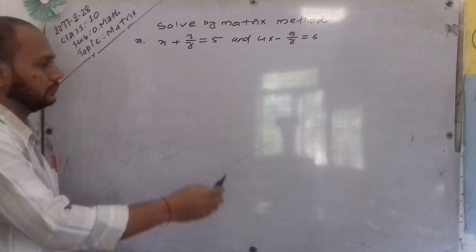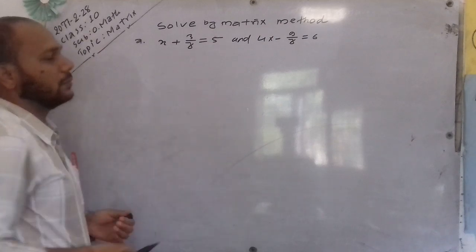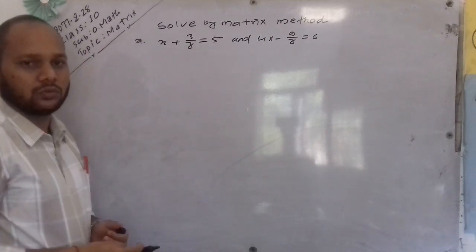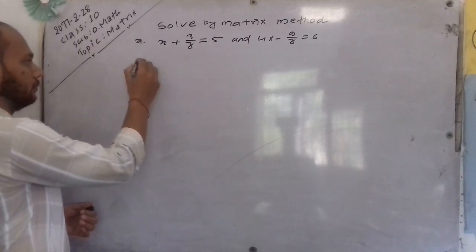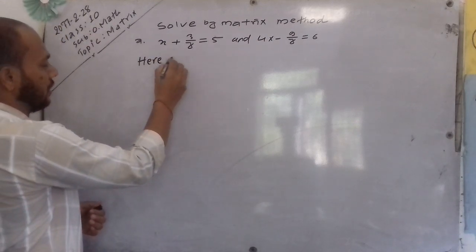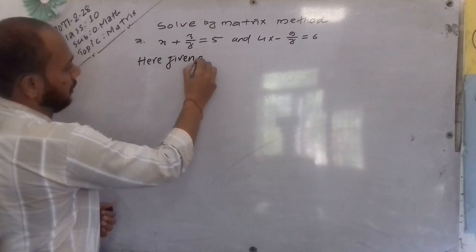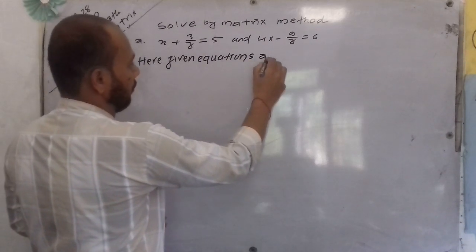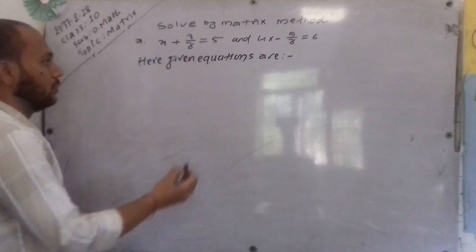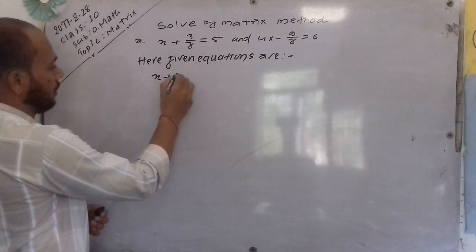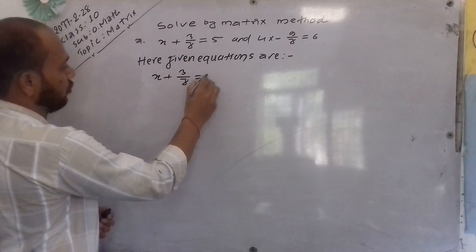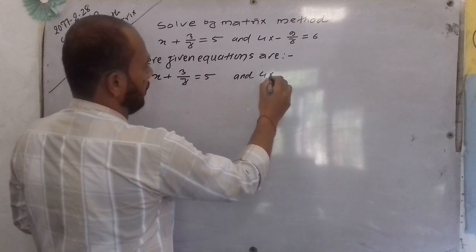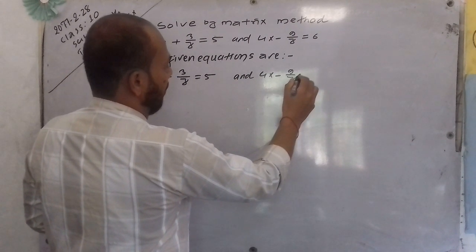Okay, all of you look here. Now your question says solve by the matrix method. If the equations are given in this form, then how do we solve by the matrix method? Now look here. The given equations are x plus 3 by y is equal to 5 and 4x minus 9 by y is equal to 6.